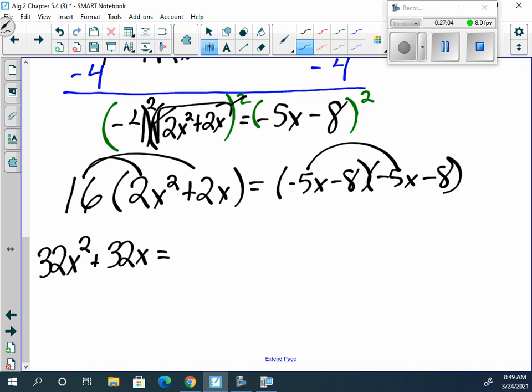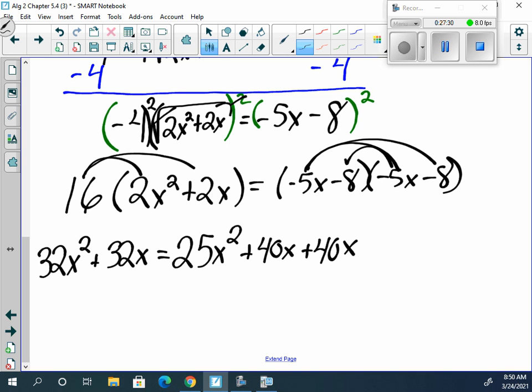Now, if we look at the other side, negative 5x times negative 5x. Well, negative 5 times negative 5 is positive 25, and x times x would give us x squared. So it turned out to be positive. Well, negative 5x times negative 8 is going to be plus 40x. Negative 8 times 5x is going to be plus 40x. And lastly, negative 8 times negative 8 is going to be a positive 64.